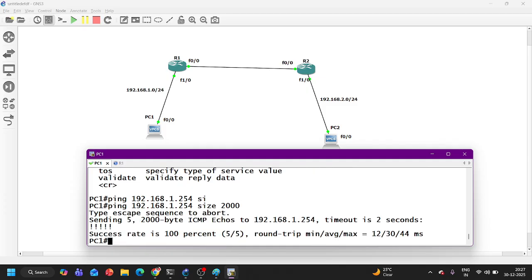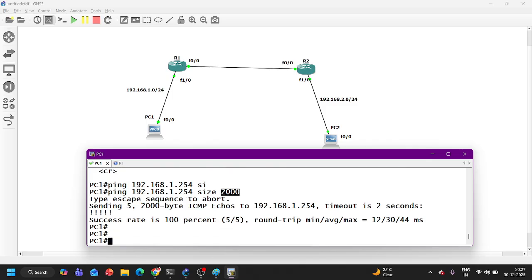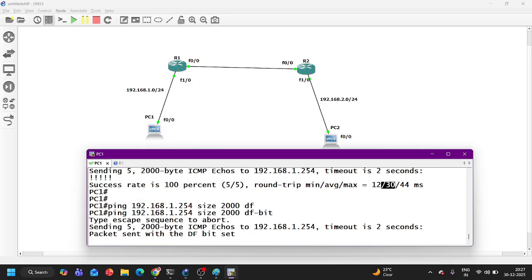So I am able to ping with size 2000. It means segmentation and all those things are also working fine. Fragmentation, maybe the router fragmented, and fragmentation is also working fine. Let me see if any fragmentation is happening. Let's suppose the delay should be less. So let me check if any fragmentation is happening. I am going to say don't fragment. Oh, now you can see ping is not working. It means fragmentation is happening somewhere in your network.